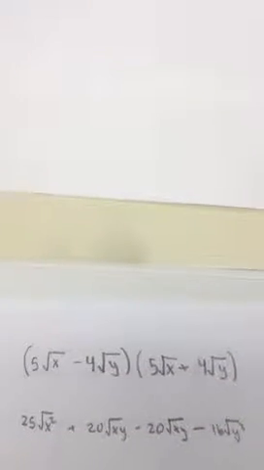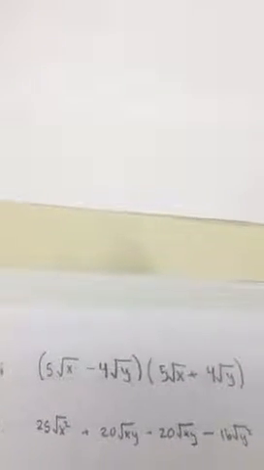My name is Kevin, and today we'll be multiplying binomials, and the binomials have square roots in them. So our equation is 5 times the square root of x minus 4 times the square root of y, times 5 times the square root of x plus 4 times the square root of y. Just like any regular binomial, we're going to want to FOIL them.